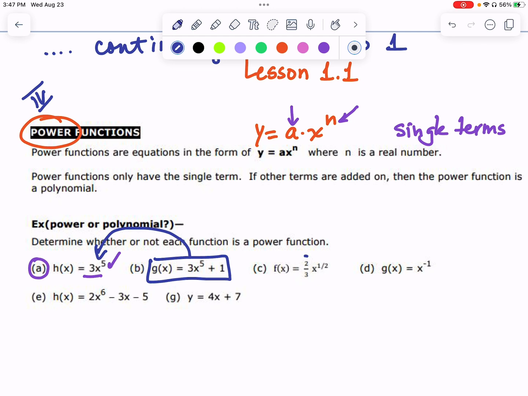If I look at C, the A value here is 2/3 and the N value is 1/2, and it's a single term, so it does qualify to be a power function. This one also qualifies to be a power function. A value is 1 and N is -1. This one does not qualify to be a power function, neither does this. And that's it for power functions for now, being able to identify them.